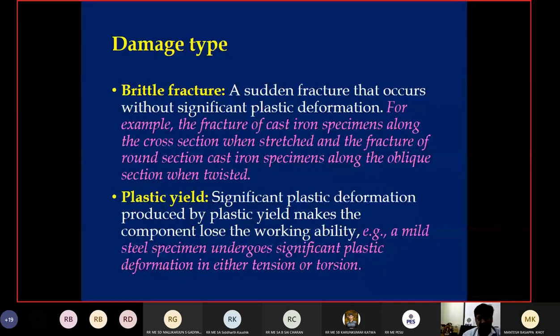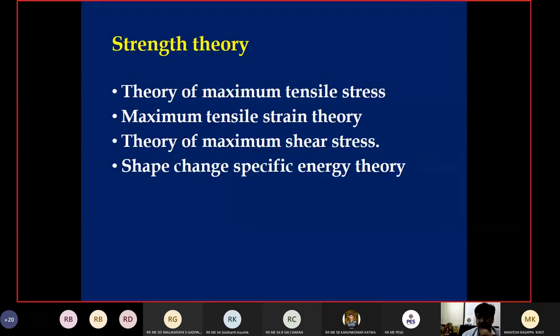Then plastic yielding means the material can undergo plastic deformation. When the material undergoes plastic deformation past a certain point, the material is said to be in plastic yielding. Now you would have learned about the strength theories: the theory of maximum tensile stress, the maximum tensile strain theory, the theory of maximum shear stress, and the shape change specific energy theorem.